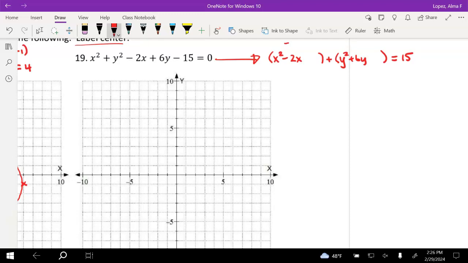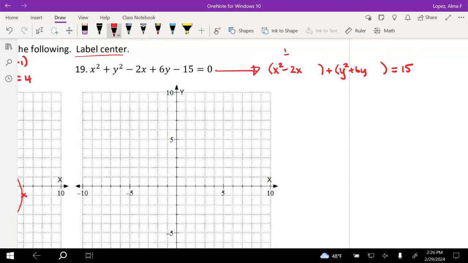Now we're going to borrow a little snippet from the completing the square technique. Finding 1/2 of -2 is -1. We're going to take that -1, square it, and add it once in that parentheses and once on the other side. For the y terms, I'm going to find 1/2 of 6. That's a +3. We'll take that +3, square it, and add it once there and once on the other side. We did that on purpose so that we can write a perfect square for each of these first parentheses.